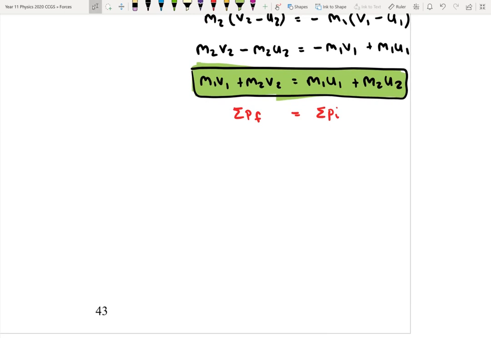In your data sheets, you have that equation. You have the M1 U1. Sorry, my apologies. No, you don't. You don't have this equation. I would like you to memorize it. All right? So M1 U1 plus M2 U2 equals M1 V1 plus M2 V2. The sums of the initial must equal the sums of the final. All right?